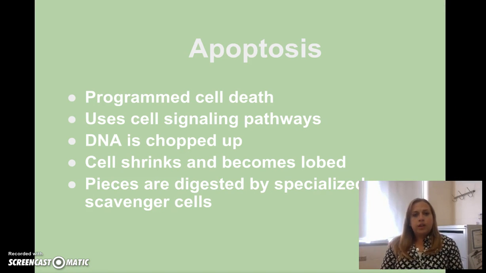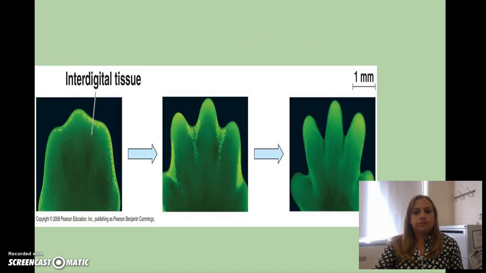Next, we're going to look at apoptosis. Apoptosis is programmed cell death, and this is something that uses signaling pathways quite a bit. What happens is the DNA is going to get chopped up. Cells will shrink up and become lobed. And then pieces of the cells are going to be digested by specialized scavenger cells. So again, this is what happens when cells need to die.